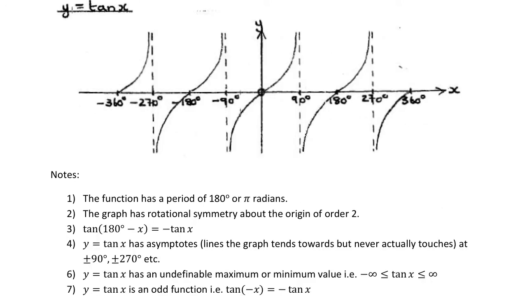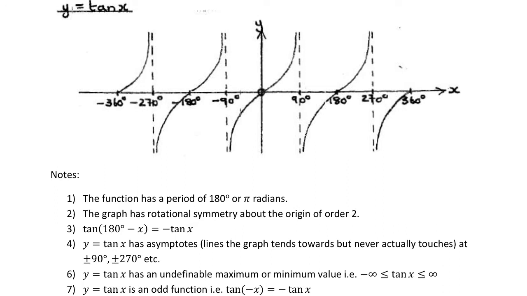The tan graph is similar in a way, but also different, in that its period is 180 degrees or pi radians, so it will repeat itself every 180 degrees, and we can see that clearly because the asymptotes occur every 180 degrees. The graph has rotational symmetry about the origin of order 2, so we could turn it upside down and it would be exactly the same. The tan of 180 minus x is the same as the minus tan of x this time.